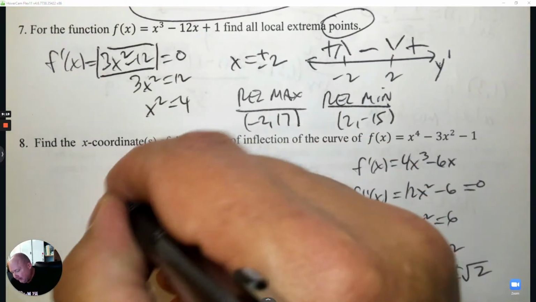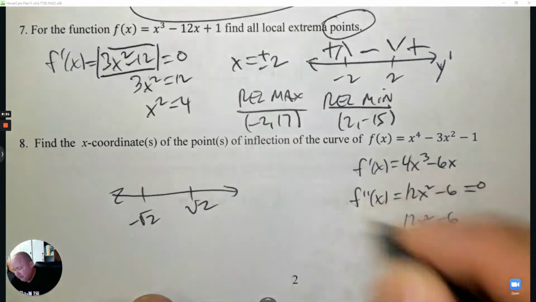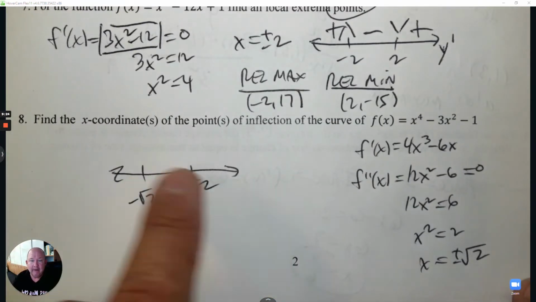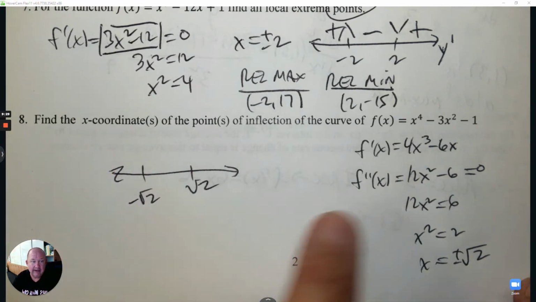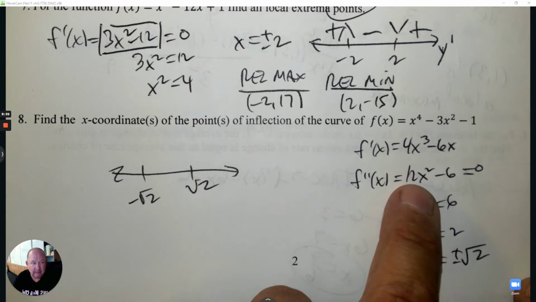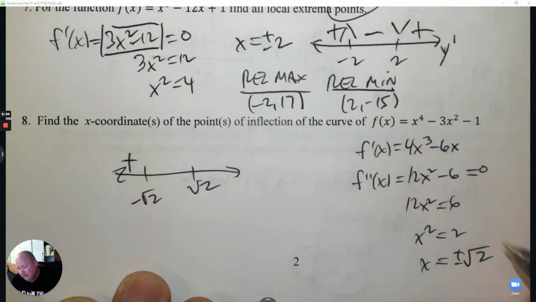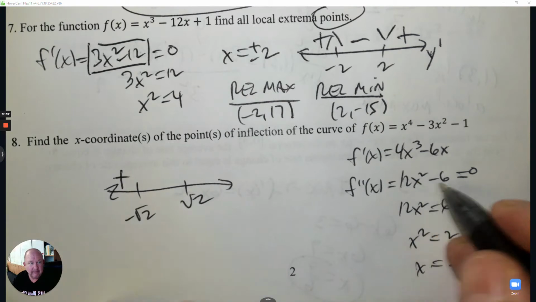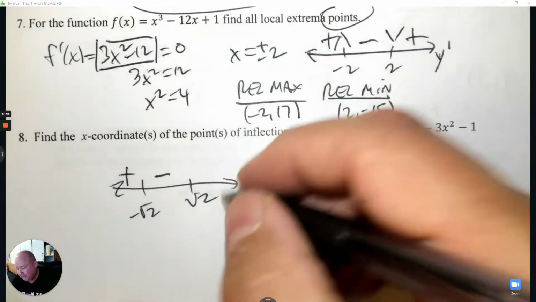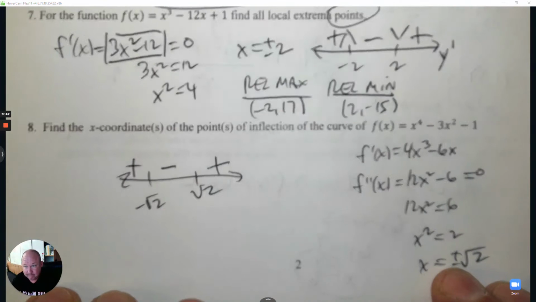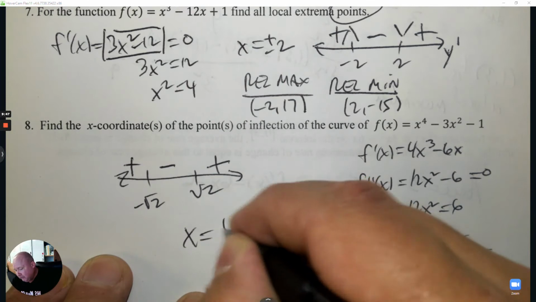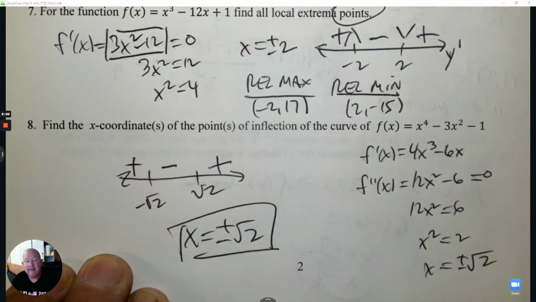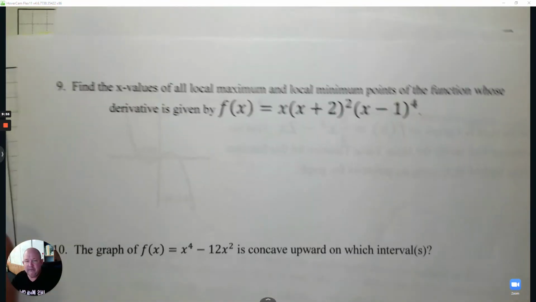So I'm going to draw a number line for negative root 2 and positive root 2. And then I'm going to plug in the values here into the second derivative. So like -3 or -5, if I square it, it becomes a positive number and way bigger than 6. If I plug in 0, this answer is negative, and then if I plug in a positive number bigger, it'll end up being positive. So what are the x-coordinates of the point of inflection? So where's the sign changes? And the answer is positive and negative root 2. That's where the points of inflection are. On to the next page, number 9.